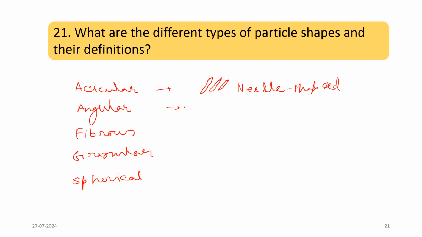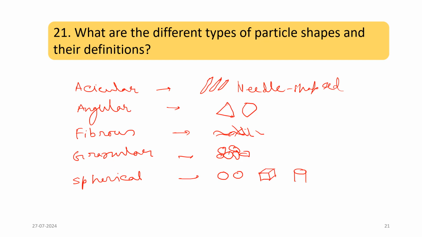Next is the angular. Suppose some particles have hard angles. So these are the type of angular. Fibrous one is the thread-like structure. That is the fibrous. Granular is an irregular shape particle, any type of shape particle, and spherical is a regular shape particle. That is spherical, then there comes the cuboid and cone shape particle, all in.